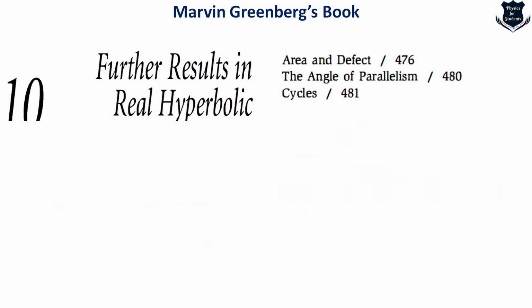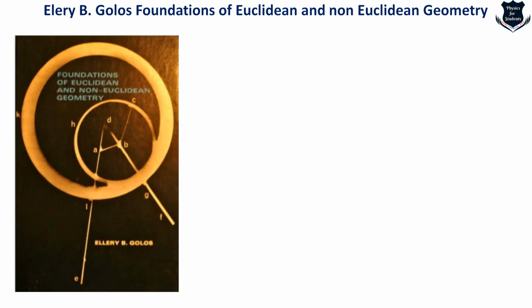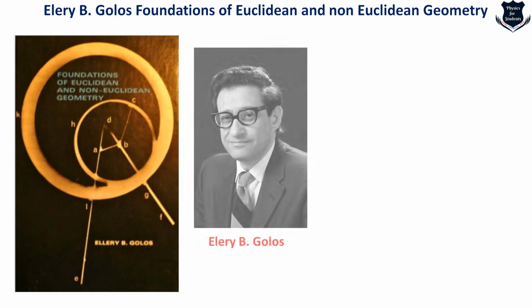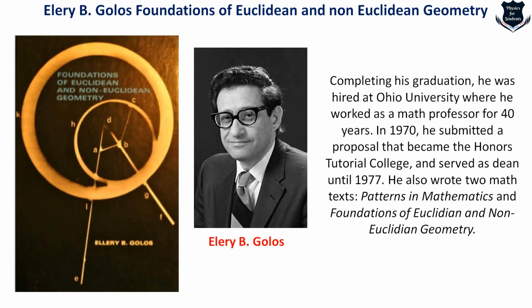The second book which I would recommend is not a very popular one. It is by Ellery B. Golos, and this is the picture of the author, and this is a book called Foundations of Euclidean and Non-Euclidean Geometry. The author worked as a professor of mathematics for 40 years at Ohio University, and he wrote this wonderful book. So let us look at how this book is arranged.